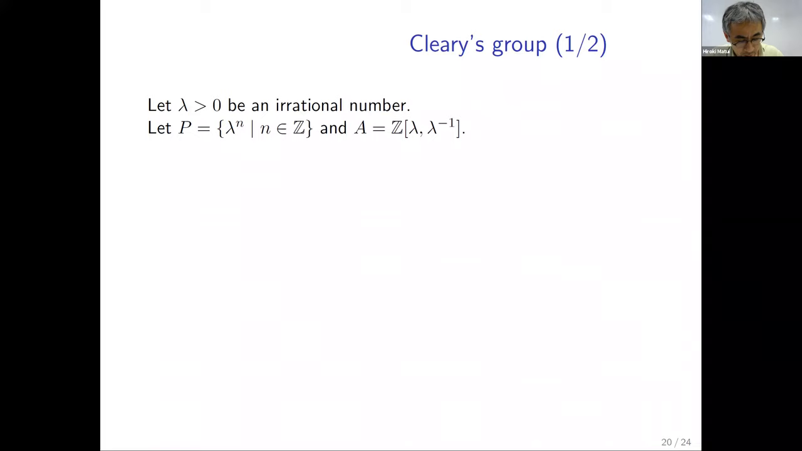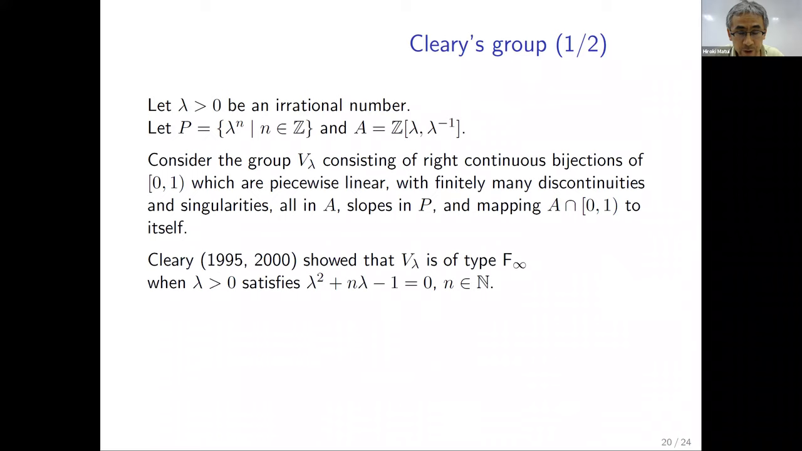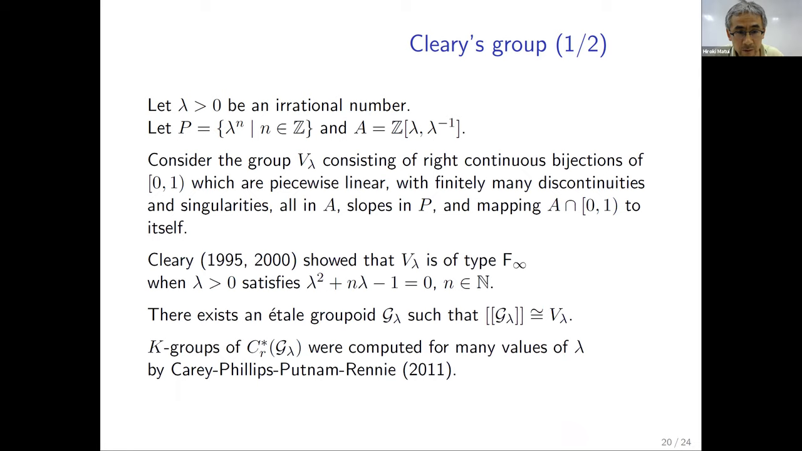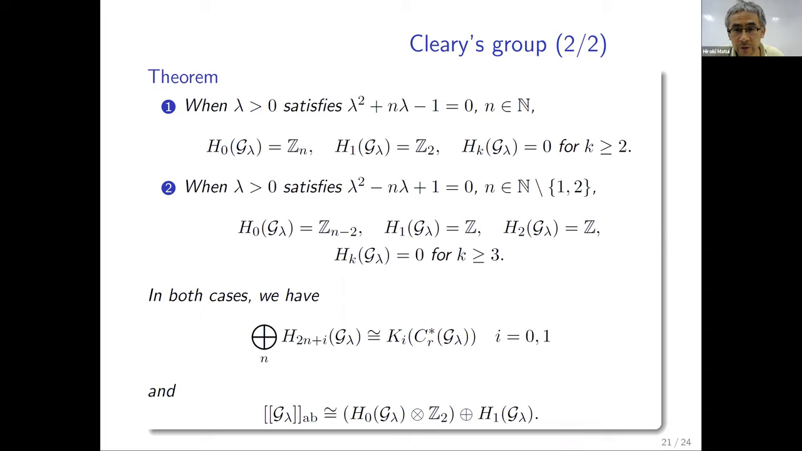Okay, yes. So please let me skip these slides. Yeah, there are several examples of groupoids and also the topological full groups, but please let me skip these slides.